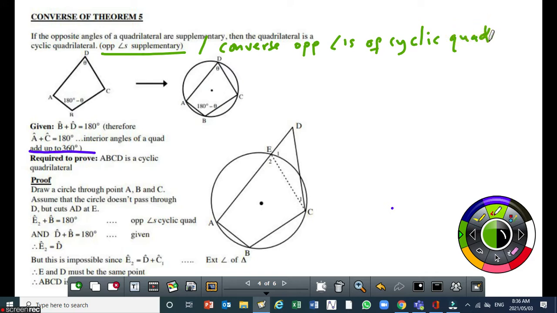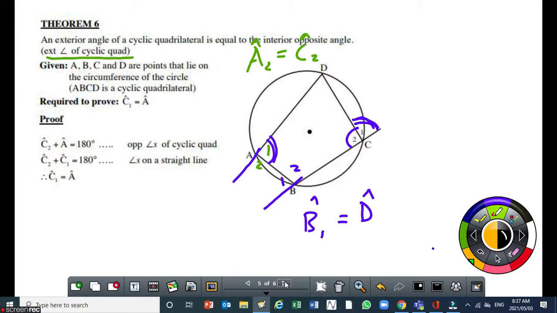Now I prefer this reason. When you are giving the converse, I prefer that one. That's the one that I will be using later on when I'm proving that a quadrilateral is cyclic. So below the main reason for theorem 5, you've got two of them: opposite angles of quad supplementary or converse opposite angles of cyclic quad. I prefer converse opposite angles of cyclic quad. Now below the converse of theorem 5, we have got our reason for theorem 6, that's exterior angle of cyclic quad. So we are back here now, theorem 6.